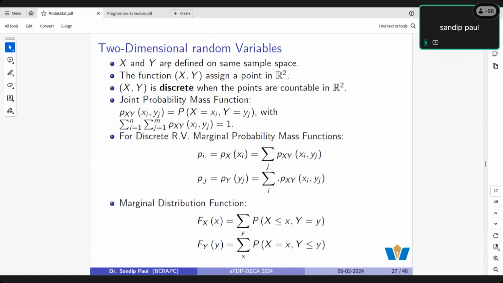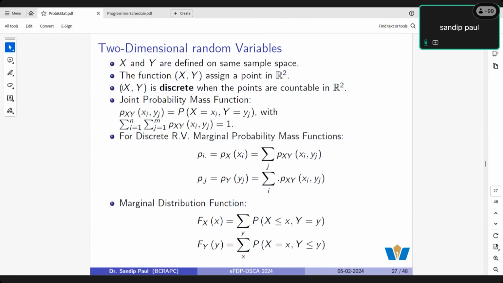X and y are defined on the same sample space, and the results of the functions will be real numbers. So if we consider (x, y) as the two-dimensional random variable over the sample space S, it will obviously be a point, with an x value and a y value, so it will be a point in the R2 plane or two-dimensional plane.